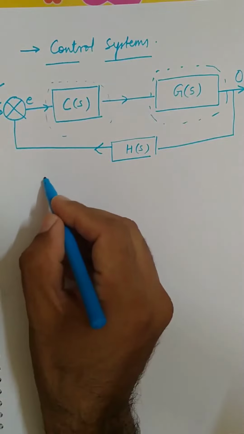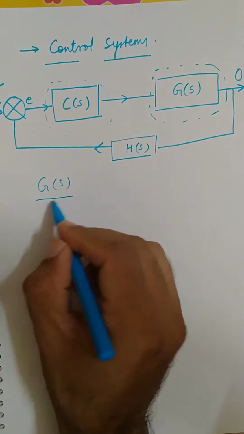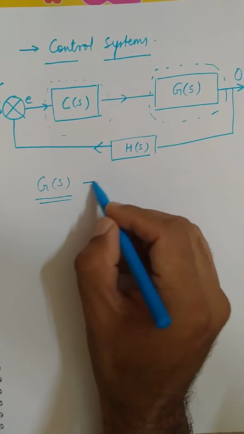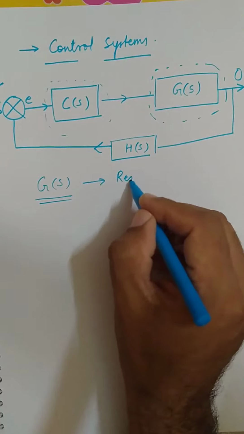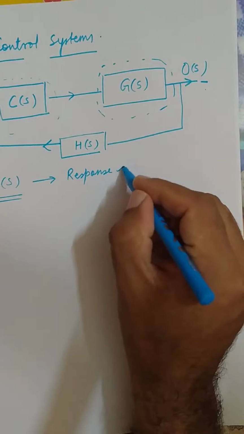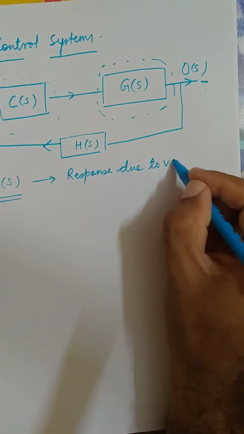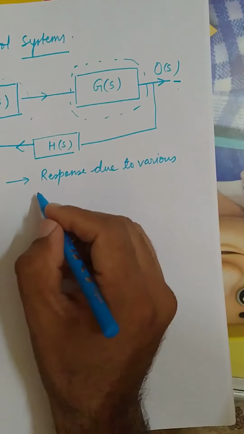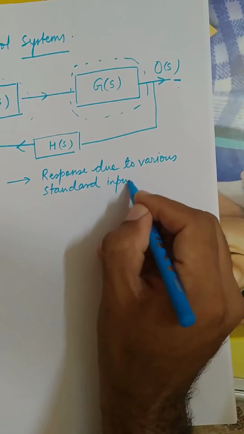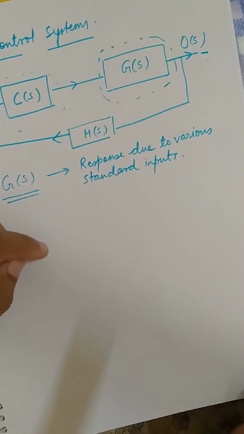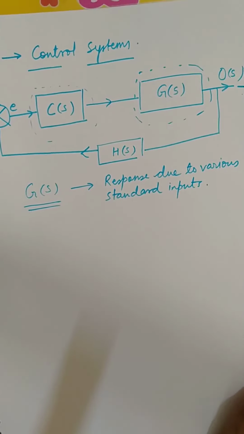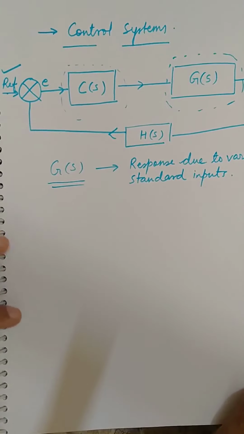Instead, having found G(S), we will try to find out the response of G(S) to various inputs, right? We'll try to find a response, the transient response mainly, due to various standard inputs, right? So that is the next thing that we are going to do in this course, that we are going to find the response to various standard inputs of our system. Okay.